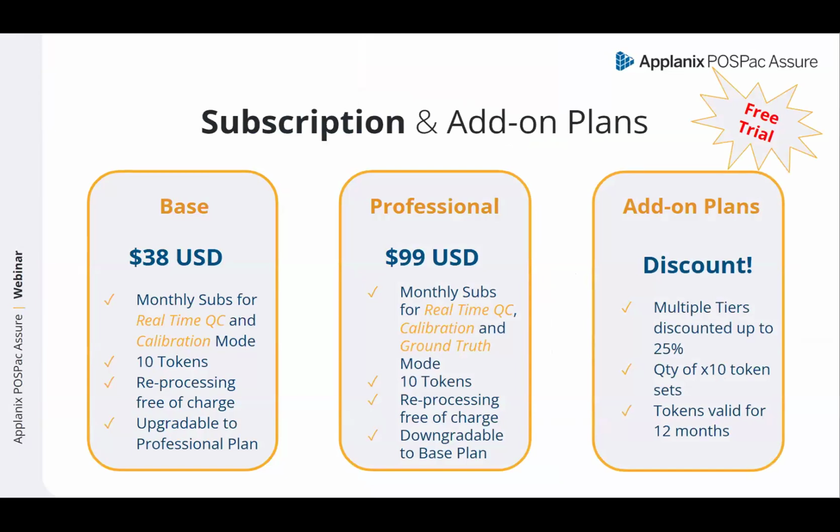Well, we don't have a table right now here, but significantly discounted. So you can say, like, if you purchase multiple packages of tokens, then you have a 25% discount, for instance, for the professional or base plan.